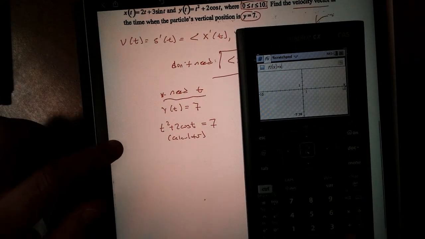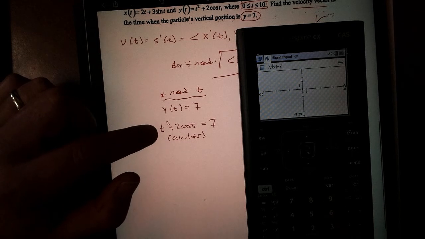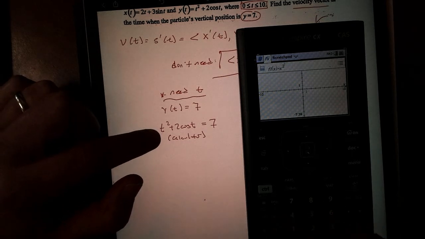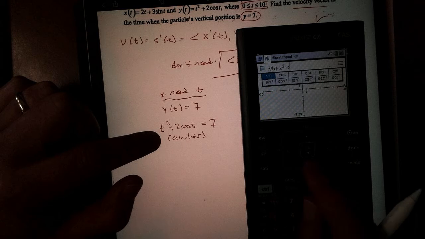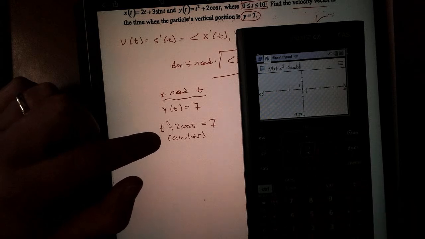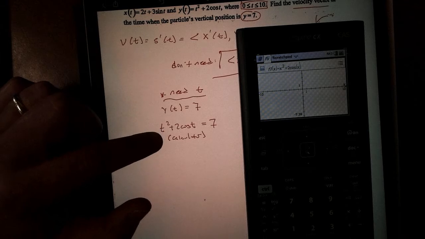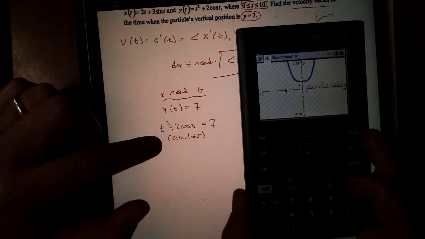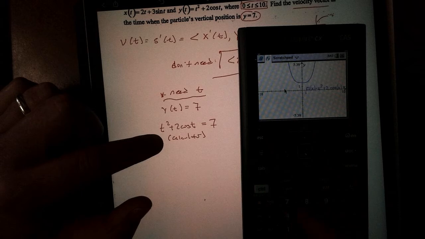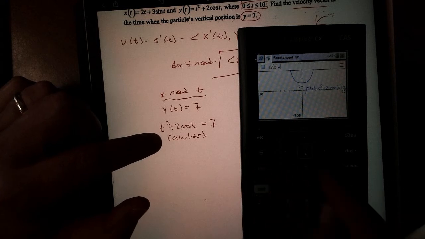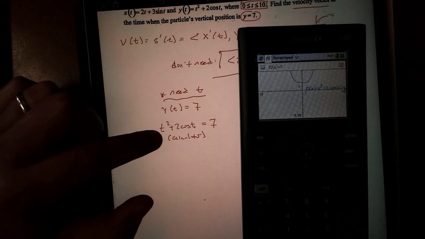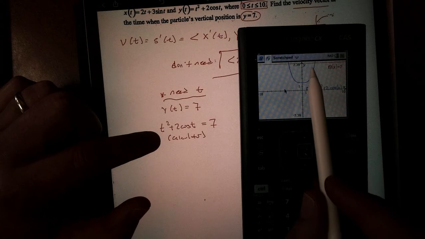There we go. So I'm going to go x squared plus 2 cosine x. Don't use t, I am in function notation on my calculator, so I'm going to use x. Press enter, and there it is. And I want to let it be 7 as well. So tab, 7, and I want to find out where they intersect. And I can see where they meet.